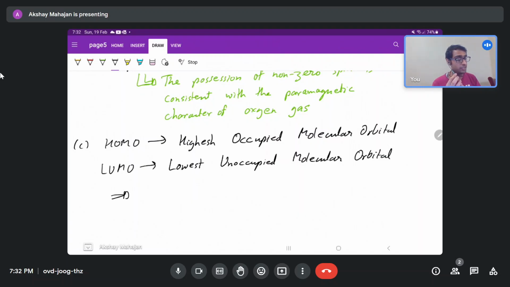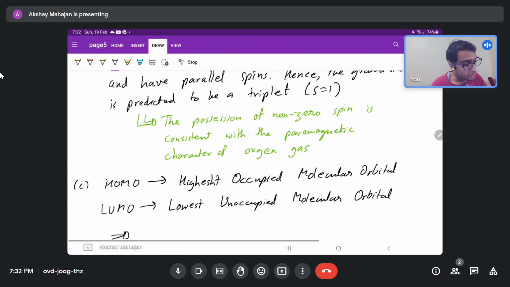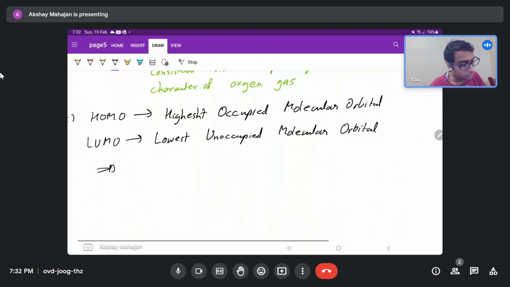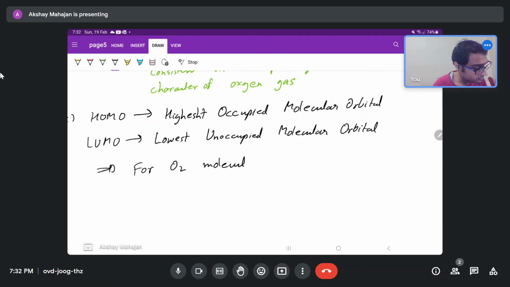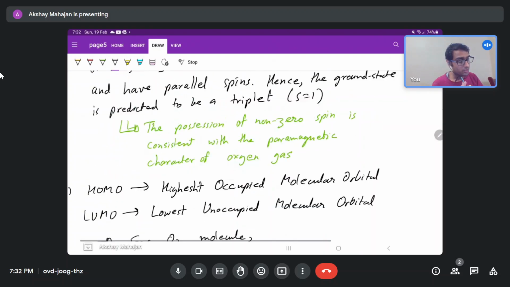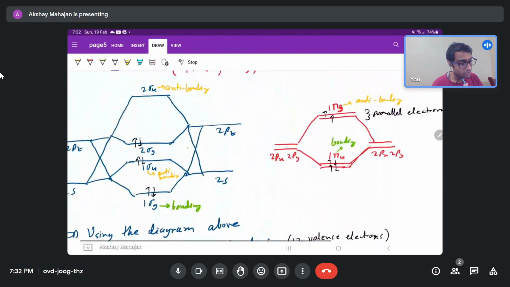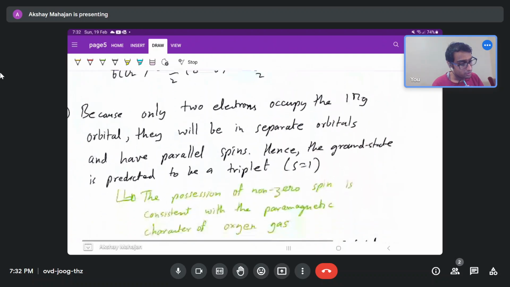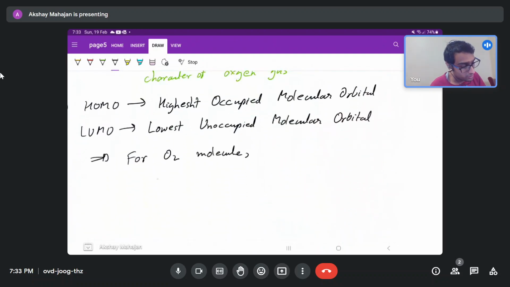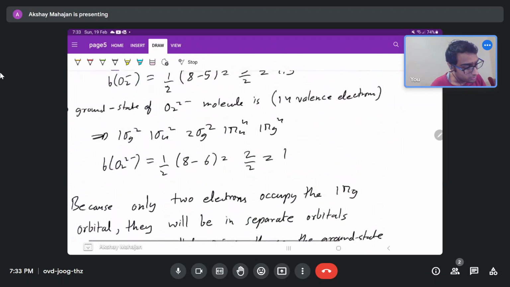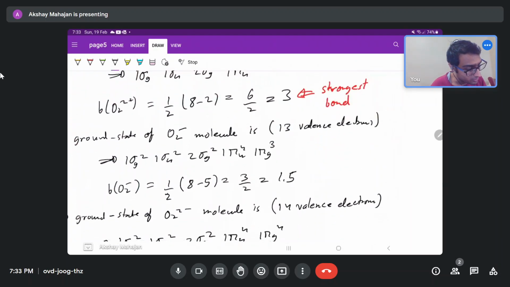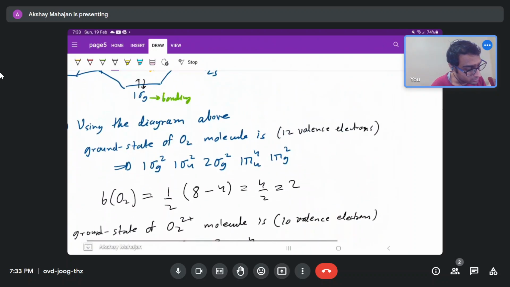So by this definition, looking at our data for the O2 molecule, you can see from the ground state electronic configuration that we have 1 sigma g2 and we have 1 sigma u2.